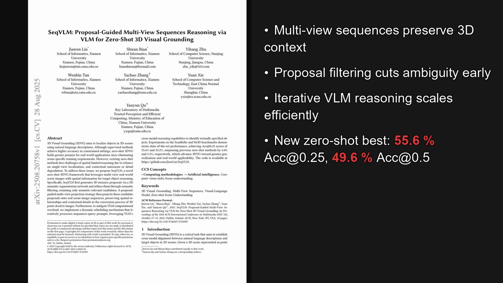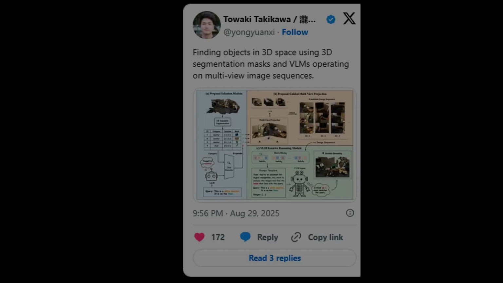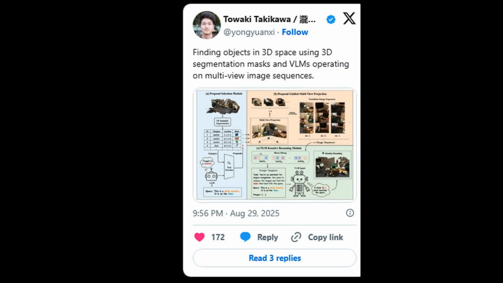Beyond the headline numbers, the approach narrows domain gaps, handles occlusion through proposal-guided projections, and shows strong gains on NR3D as well. On X, one post highlights finding objects in 3D scenes using segmentation masks and visual language models over multi-view image sequences, echoing the proposal-guided pipeline and iterative reasoning. Engagement looks healthy with about 170 likes and a few replies, suggesting solid interest from practitioners.